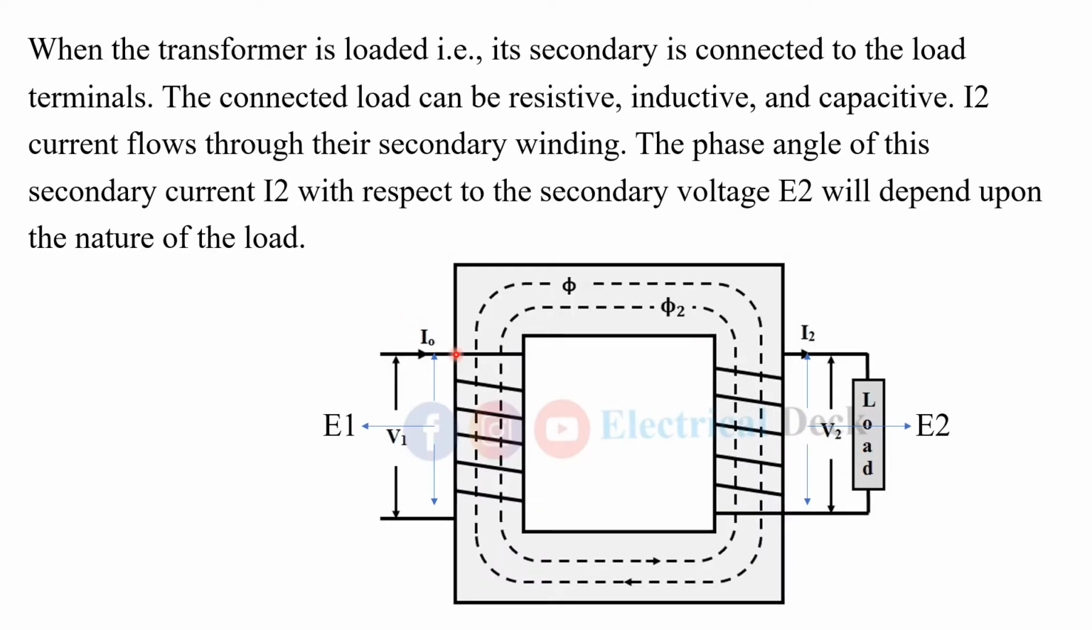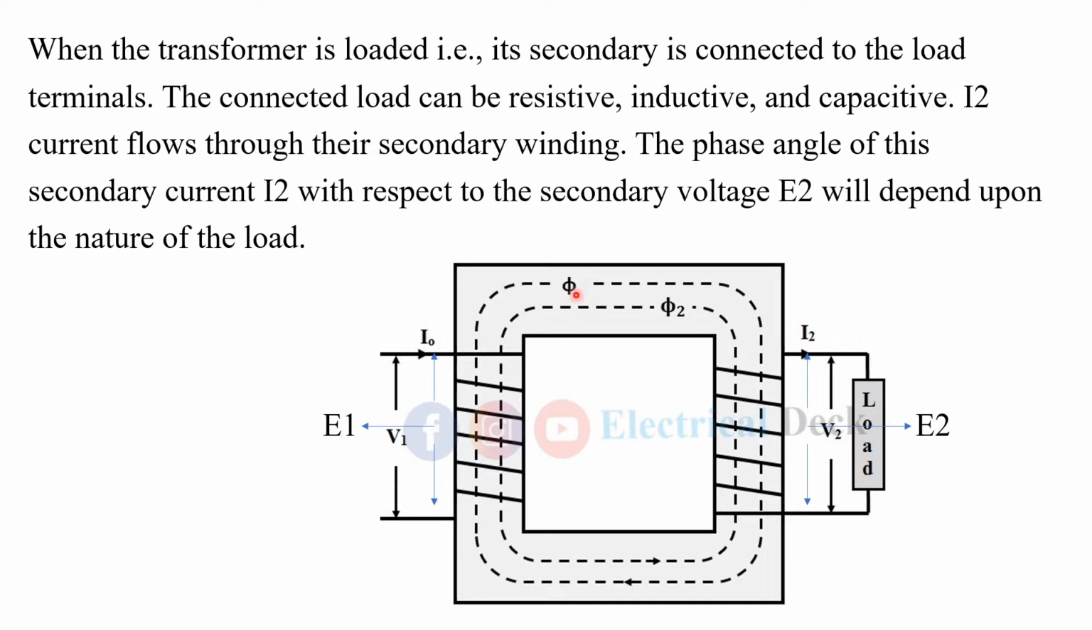So what will happen if we connect some load to the secondary side? We know that V1 is the voltage which is supplied to the primary side. Then E1 will be induced in the primary side, and no load current I0 will flow through the circuit. At that time, if we connect some load to the secondary side, then the secondary current I2 will flow through the winding, and this will create some flux phi 2. And this flux phi 2 will be just opposite to that of the main flux phi.